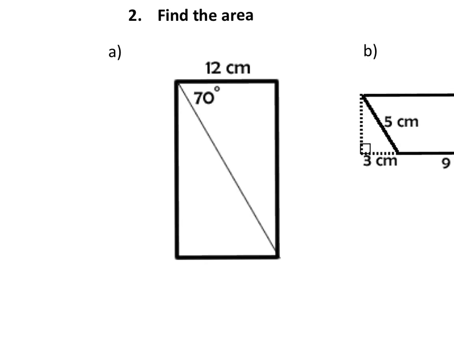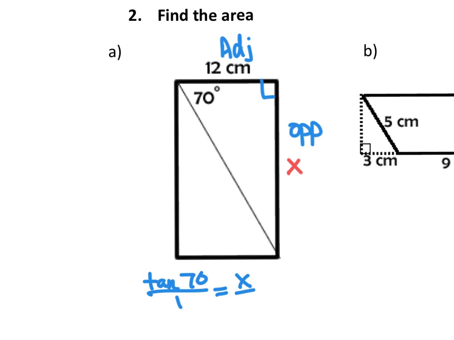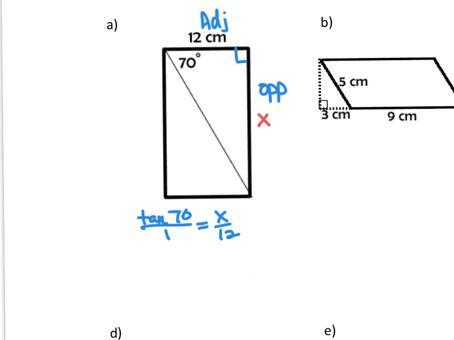In the next problem, we need the area, so we need the height for area to be base times height. Okay, so I could see that I need SOHCAHTOA to find that height. So labeling the sides, x is my opposite, 12 is my adjacent, so I'm using tangent. So tangent of 70 degrees is equal to x over 12. So cross multiplying, x equals approximately 33 centimeters.